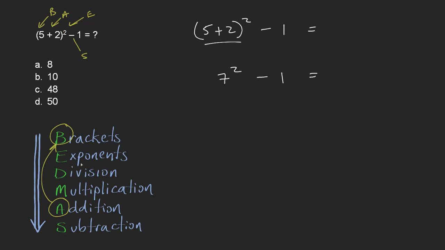7 squared will come next, because the next job that I have are exponents, and to deal with calculating any exponents. So 7 squared is how much? 7 squared is 49. 49 minus 1 is going to be 48, and that last step takes care of my subtraction. And there was no division or multiplication.